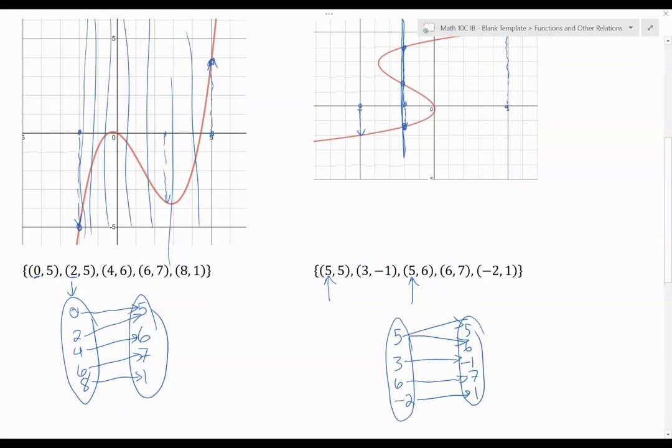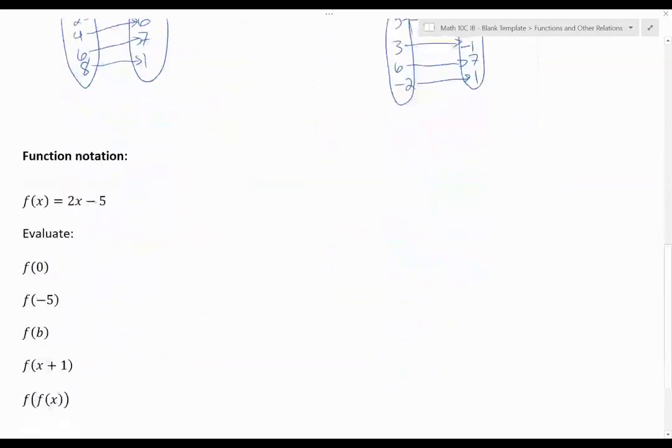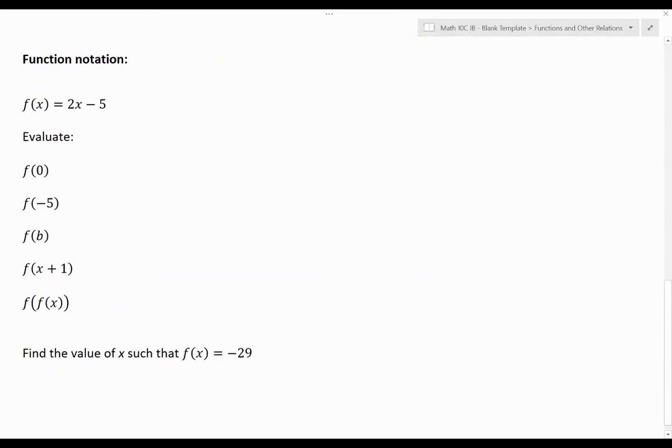So as soon as I have any single input that leads to more than one output, in other words, repeated x values, then I do not have a function. If I do have a function, we can use something called function notation. And this is kind of what this looks like here.